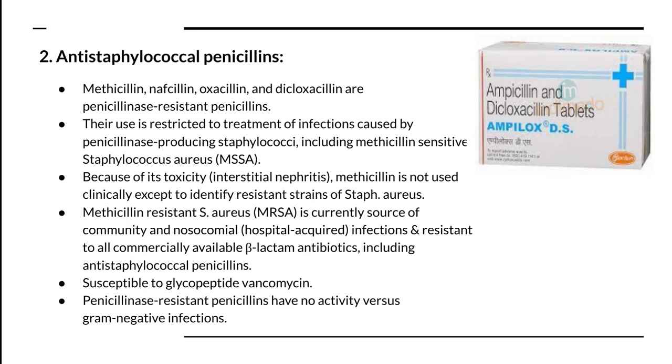Now, if you talk about the anti-staph penicillin, the medication that I have given you on the right side is a very commonly used drug. Ampilox is a very commonly used drug. So what does it contain? It contains ampicillin and dicloxacillin. So if we talk about the anti-staph penicillins, here the same thing, methicillin, nafcillin, oxacillin, dicloxacillin, will come up. Their use is restricted to treatment of infections caused by penicillinase producing staphylococci, including MSSA.